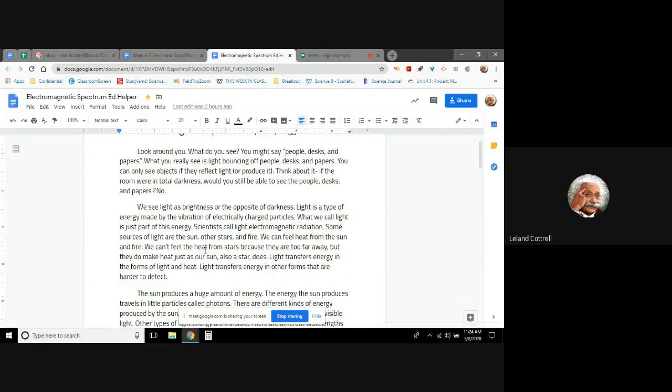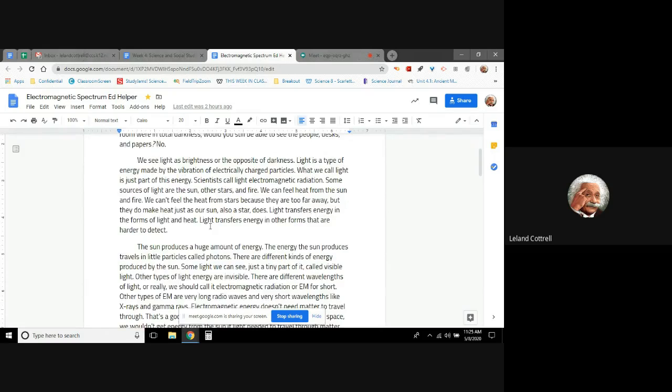Light is a type of energy made by the vibration of electrically charged particles. What we call light is just a part of this energy. Scientists call light electromagnetic radiation. Some sources of light are the sun, other stars, and fire. We can feel heat from the sun and fire. We can't feel the heat from stars because they're too far away, but they do make heat just as our sun, also a star, does. Light transfers energy in the forms of light and heat. Light transfers energy in other forms that are harder to detect.